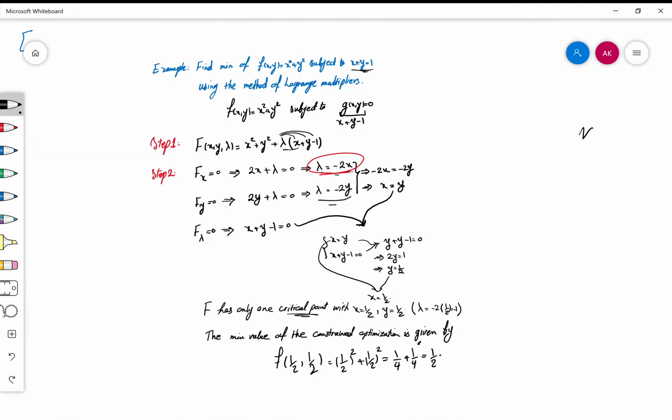This was an example that I did in the introduction video, but here we use the Lagrange multiplier, and we form the function. This is the function. Then we find the critical points, and there was only one critical point, and that needs to be the minimum of that function constrained to that condition.